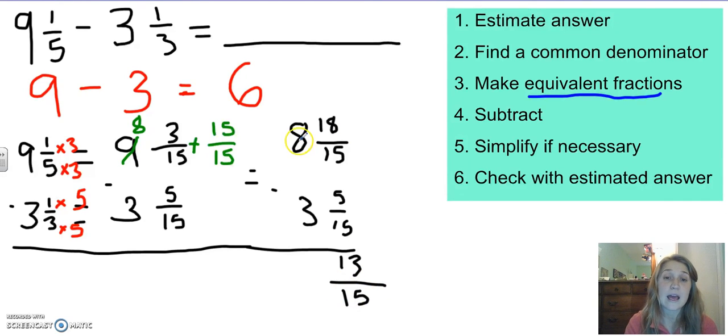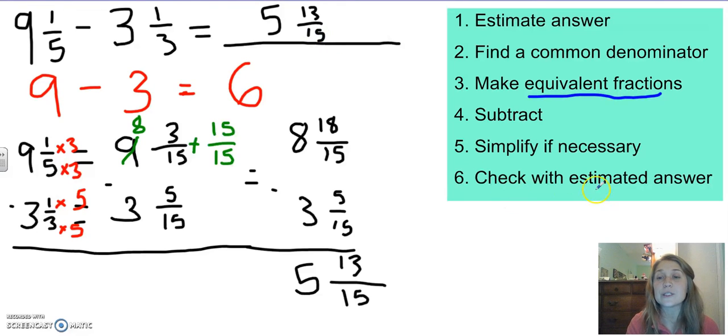And now I do my wholes. 8, 7, 6, 5. So I got the answer of 5 and 13/15. I'm going to go to step number 5 and simplify if necessary. 13 over 15 are both odd numbers, and there's no number that can go into both 13 and 15 other than 1, so it's already in its simplest form. So 9 and 1/5 minus 3 and 1/3 equals 5 wholes and 13 out of 15 pieces.